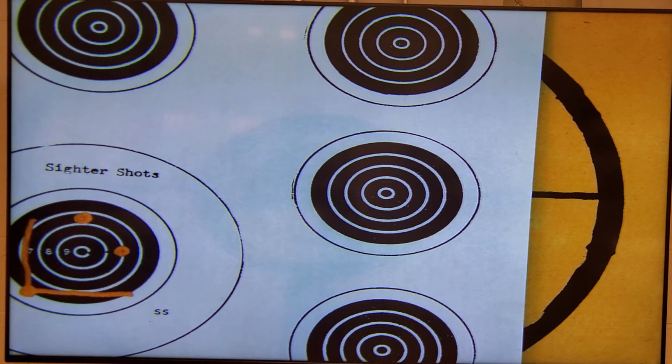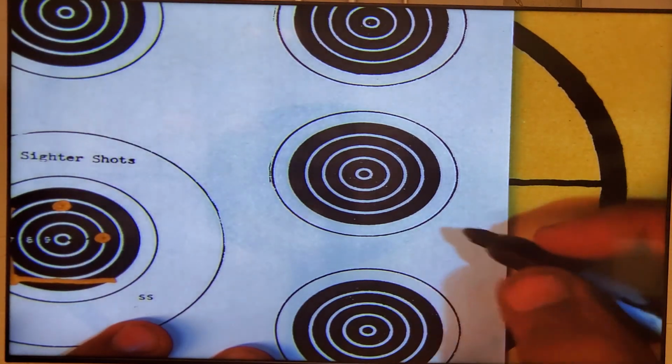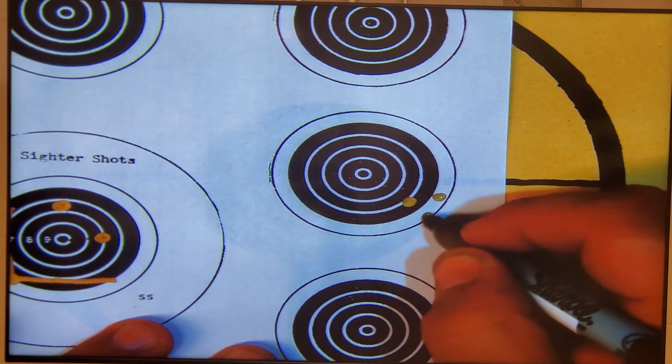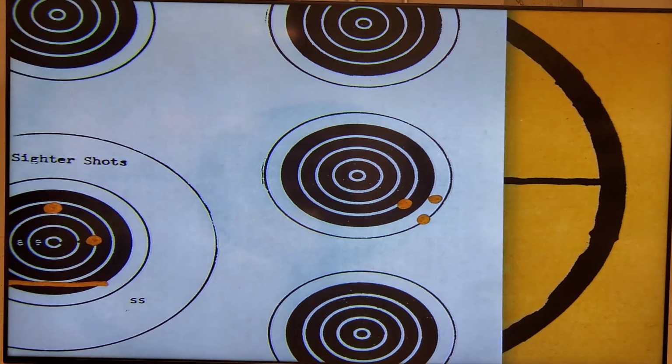So we are going to fire typically a 3-round group, which is kind of standard. What you're going to do is fire 3 shots at this target, and then make your adjustment. So we fire 3 shots, and we have 3 shots very close together. They're all low to the right.